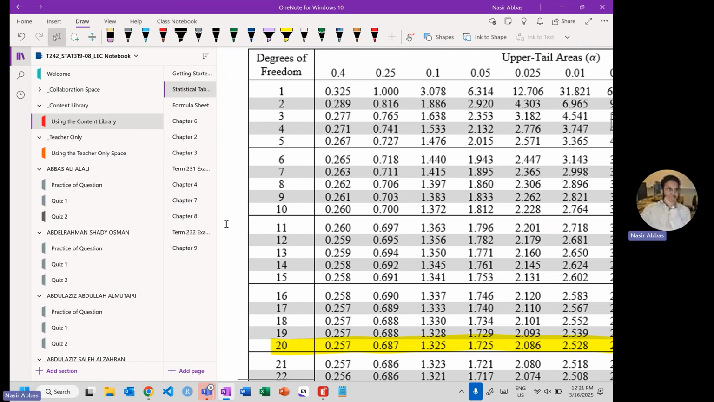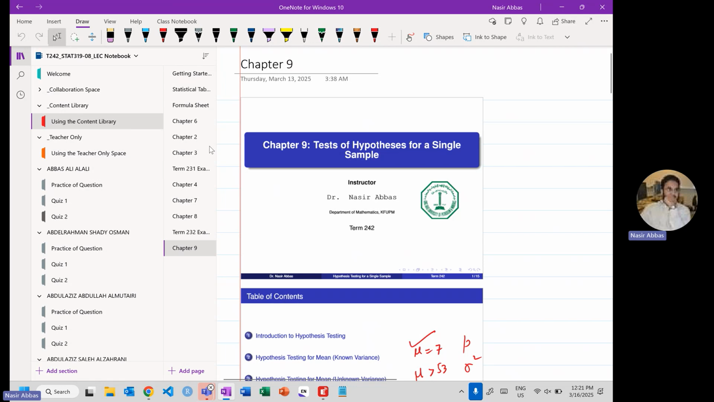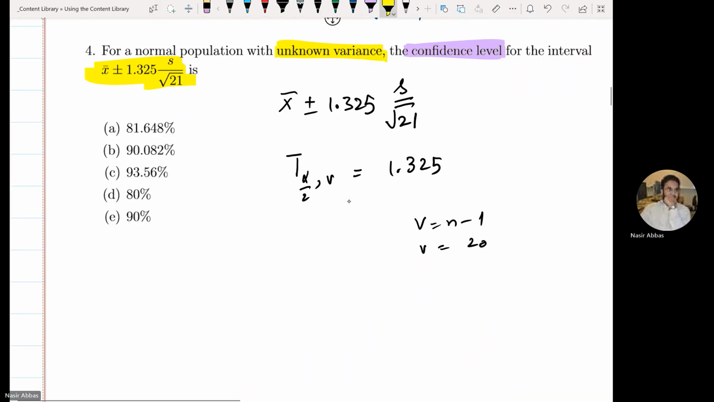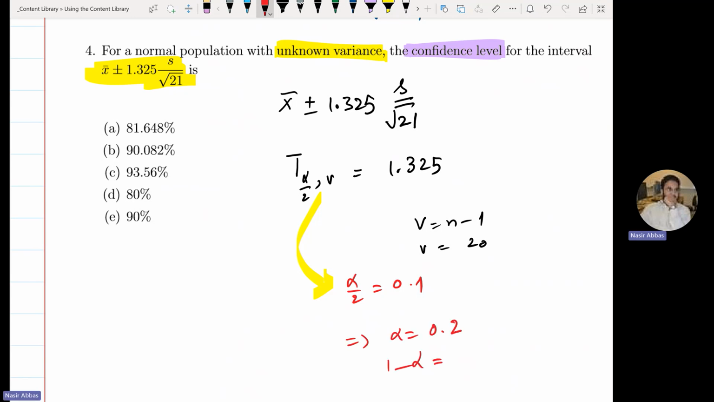This is alpha by 2. So from the table, we have alpha by 2 equals 0.1, which means alpha is 0.2, which means 1 minus alpha is 0.8, which means D is the correct answer.